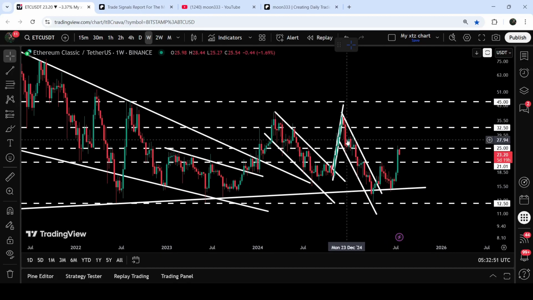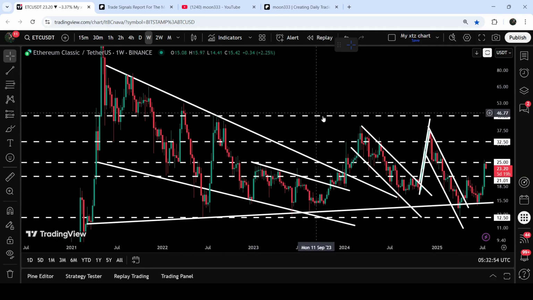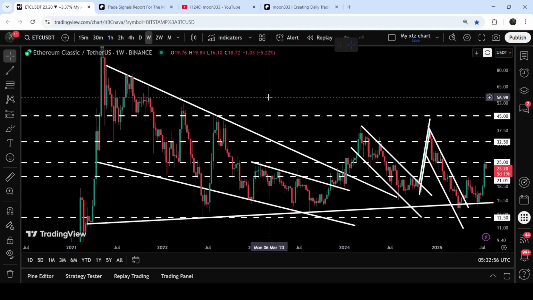And I would also like to show you this breakout from this channel and a very massive breakout from this big and long-term falling wedge pattern as well.